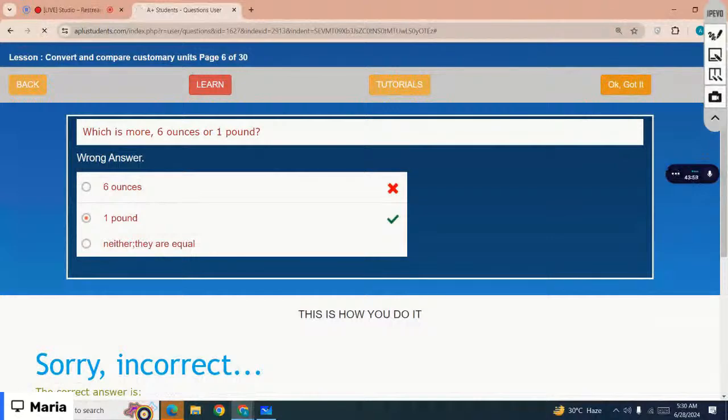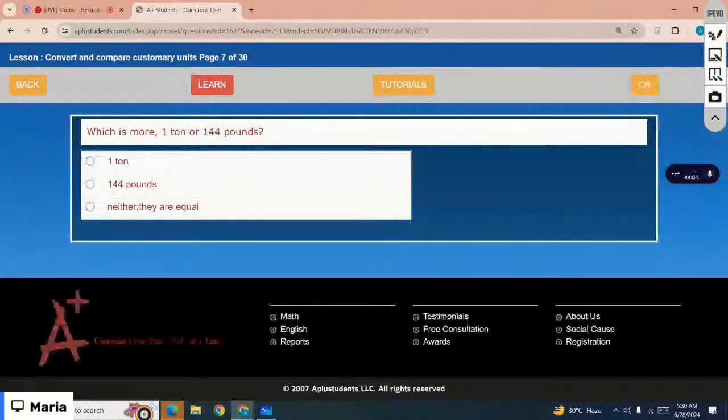Okay, the next one is: which is more, 1 ton or 144 pounds? So which is the correct option? 1 ton is more. The correct option is 1 ton.